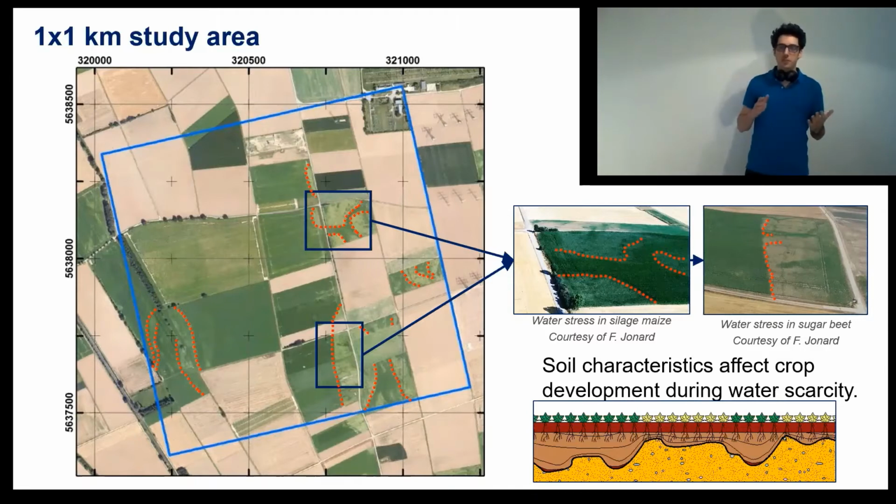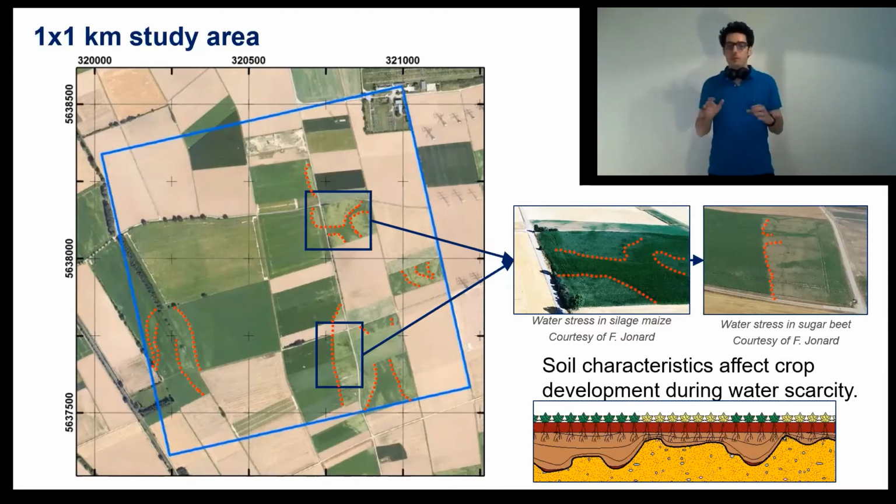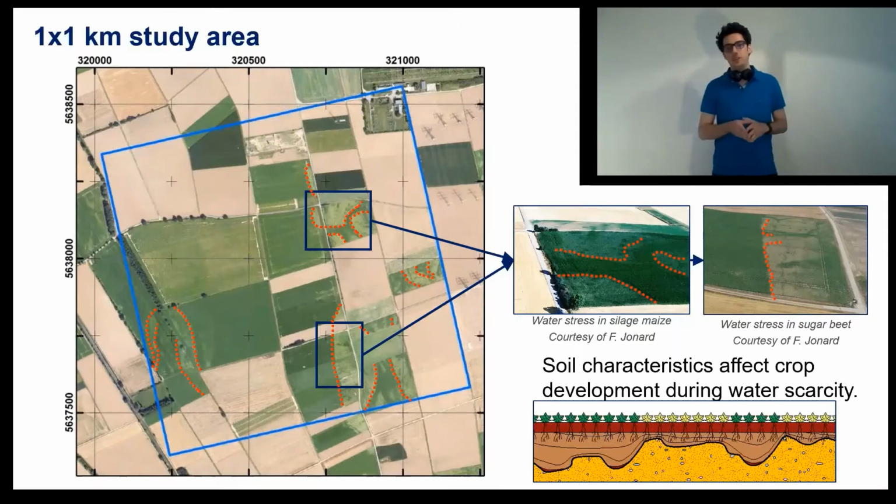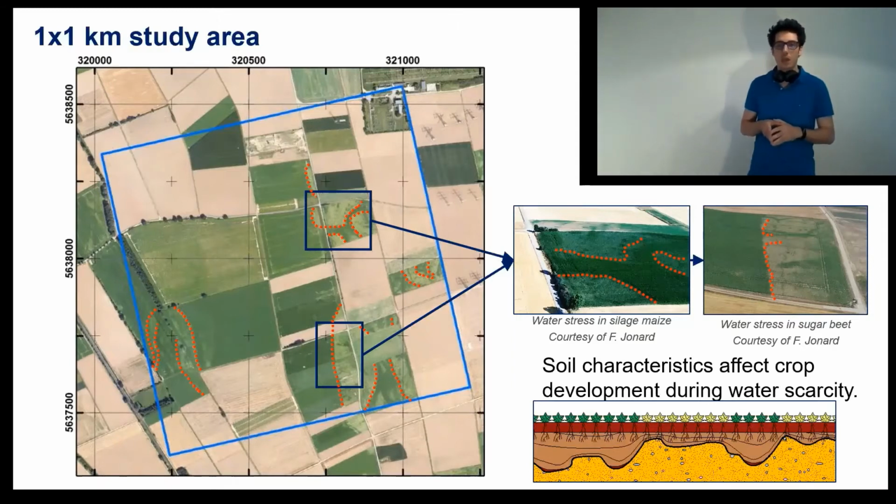To achieve this, we focused on simulating the growth of 6 crops in 2016. This was done over an area of 1 square kilometer, where water stress and soil characteristics generally affect crop performance.